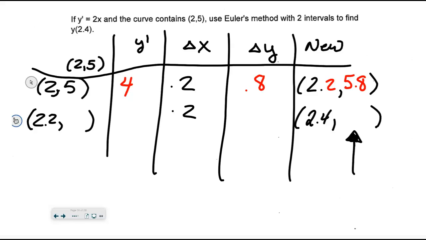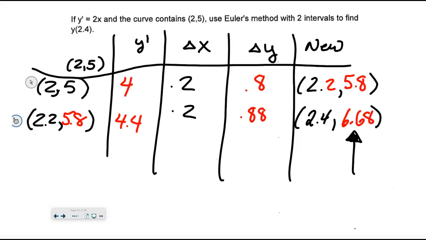Correct? Now I'm going to hop at that point and I'm going to readjust my slope. Okay? So now my new y prime is 4.4, twice my new x value. I still am going 2 tenths to the right, and then multiply those, I get 88, but 0.88, because there's 2 decimal places. All right, what do I add that to? My old y, and what do you get? 6.68.